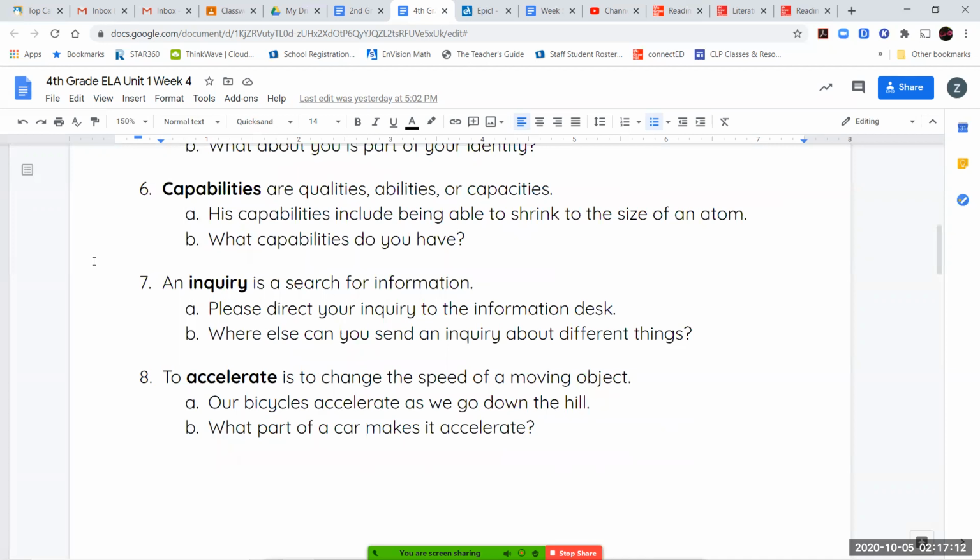To accelerate means to change the speed of a moving object. So if something is moving kind of slow and then it starts to move faster, it is accelerating. So think about when you're in the car with any one of the adults in your family and they're going at a regular speed and then they get on the freeway and you see that they start to accelerate, or they start to go faster, because on the freeway cars drive faster than they do on the regular street.